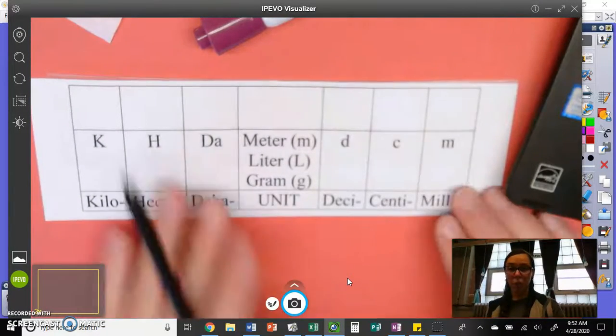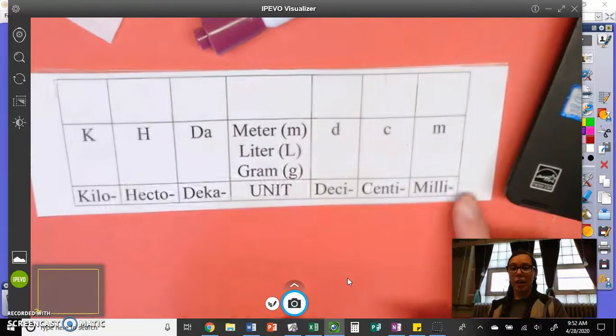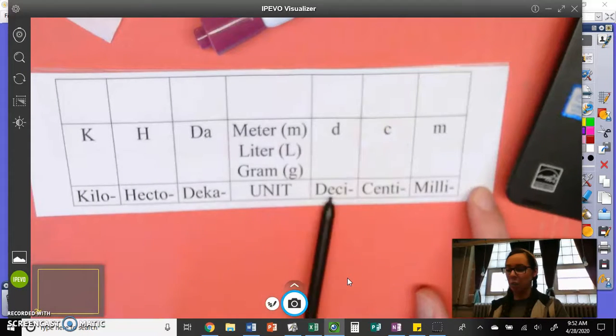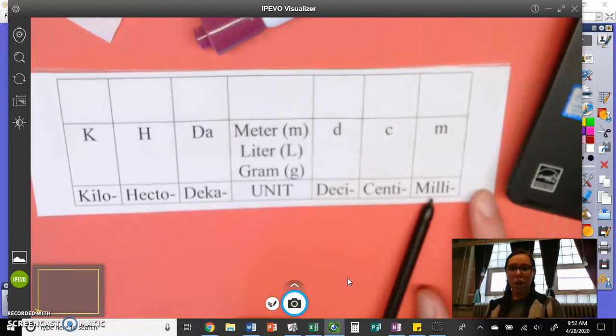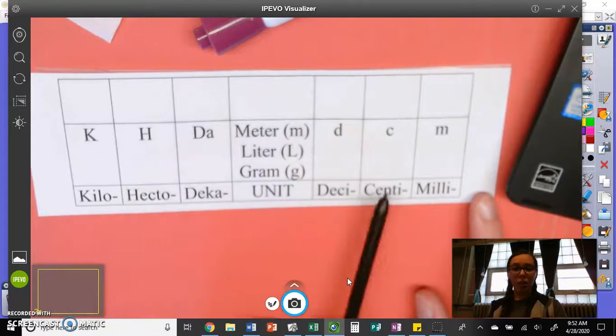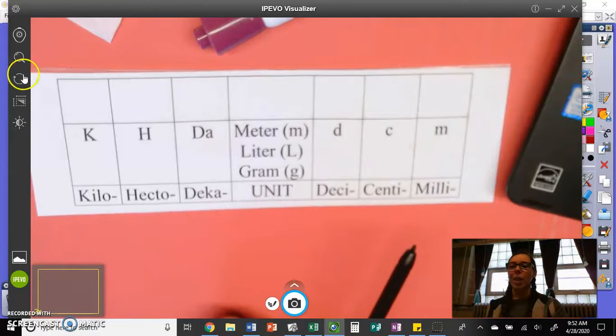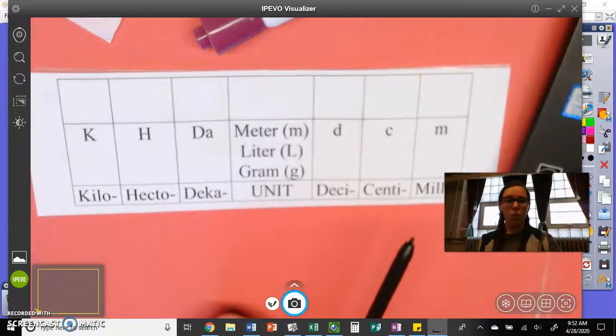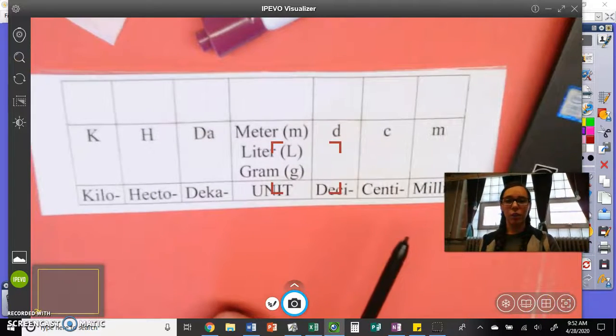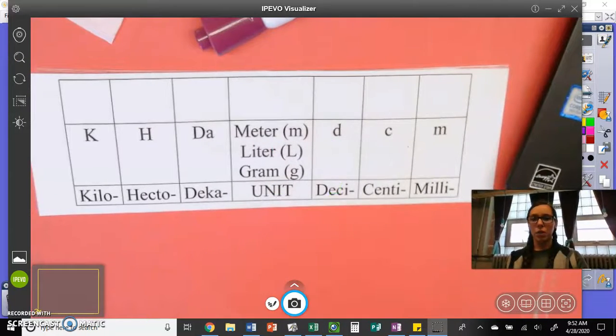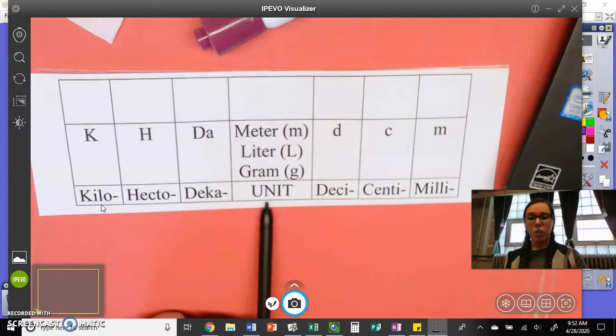The first thing we notice on here is that there's all these funny words down at the bottom, and these words are actually prefixes, and this goes back to a grammar thing. Do you remember what a prefix is, what it does? A prefix is just at the beginning of a word, and it tells you some information about that word. It just comes at the beginning. And then this word right here, unit, that means what we're measuring in.